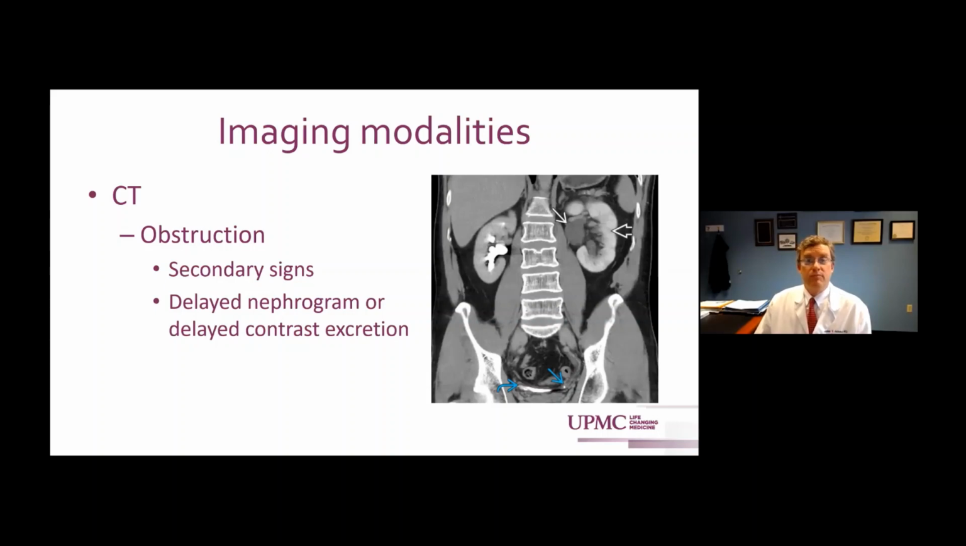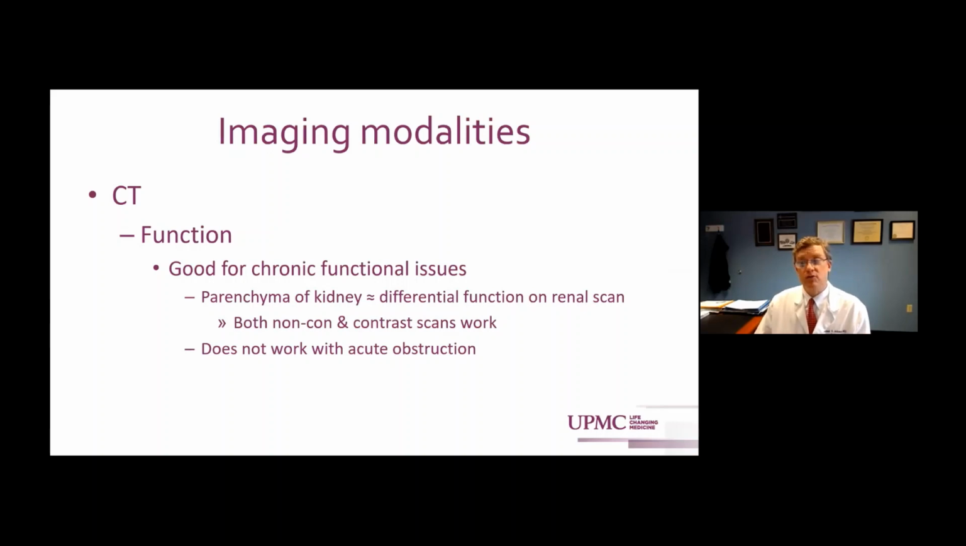CT scan shows obstruction very nicely as well, and some of the secondary signs that we will talk about later, but you can see hydronephrosis here. You can see, in this case, a delayed nephrogram with no contrast yet into the collecting system. So CT, very good for that. For function, it's also good. You can certainly see if the parenchyma is working at all.